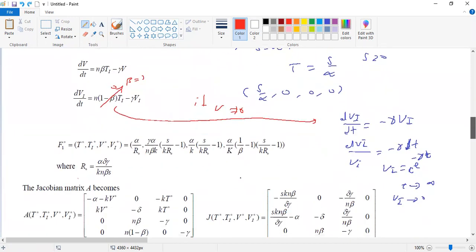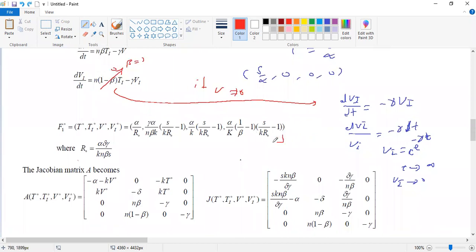Because we have a four-dimensional system, this represents the equilibrium point, and I consider this R naught. This R naught represents the basic reproduction number. What is meant by the basic reproduction number, R naught? Really, this R naught reflects the severity of the disease.